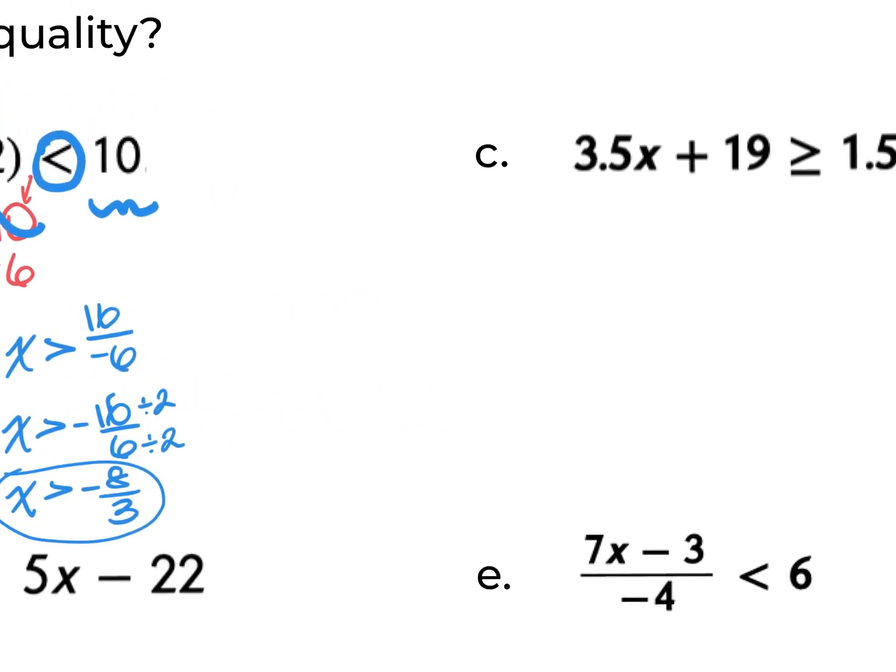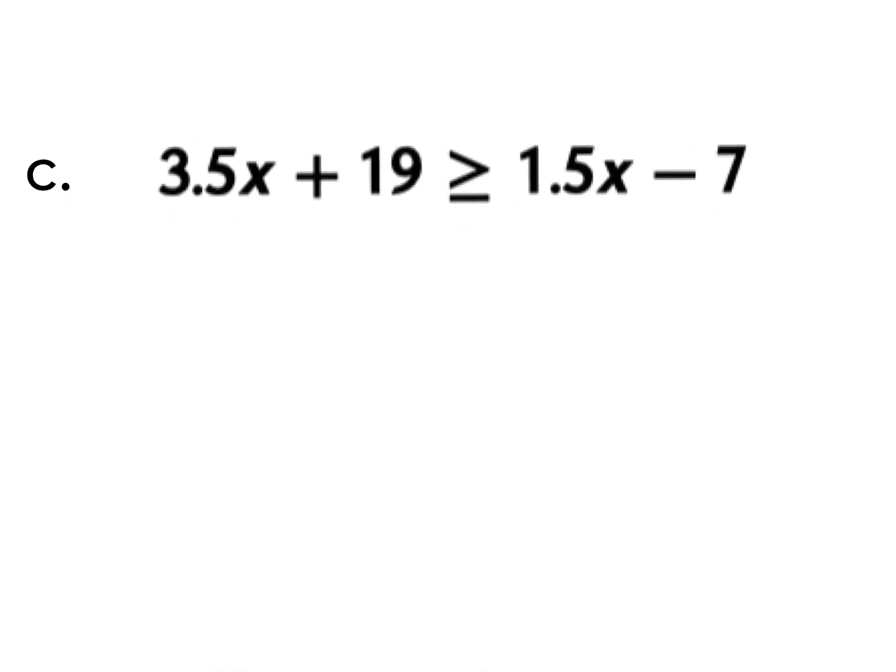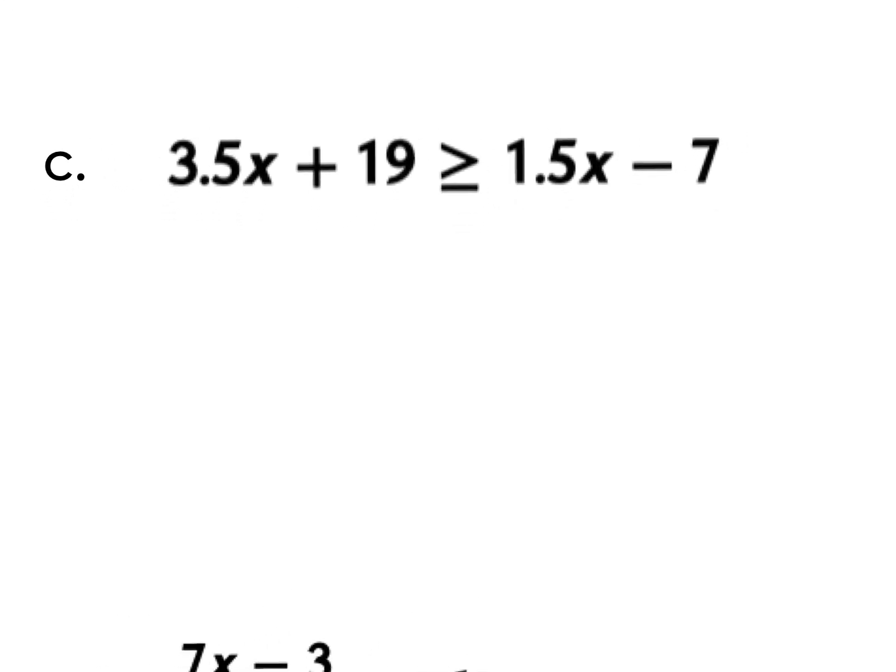All right, so let's do another one. And now this is an inequality that has a variable on both sides. So just like an equation, if you have a variable on both sides, you have to pick, okay, I need to move my variable to one side of the equation. And what we're going to do, typically I tell my students, is let's just get rid of the smaller variable, or the variable with the smaller coefficient, rather. And so what I'm saying is I have a 3.5x on my left side and a 1.5x on my right side. So I'm going to subtract my 1.5x.